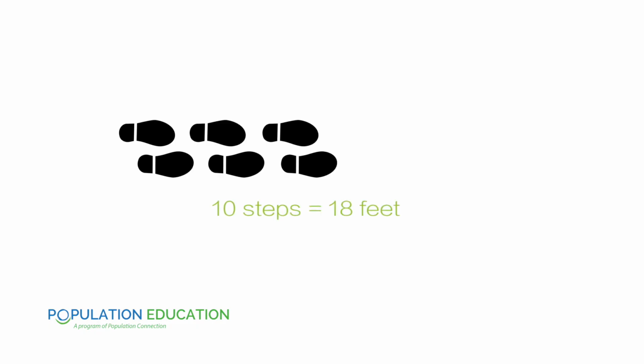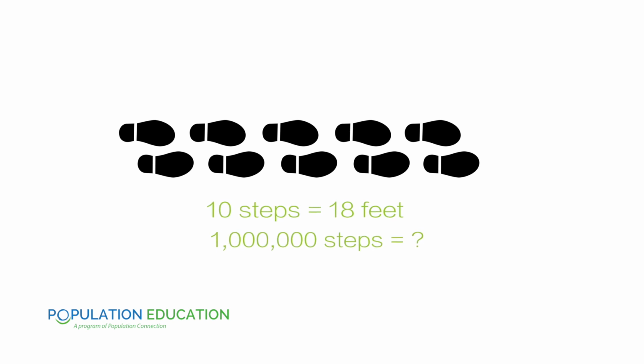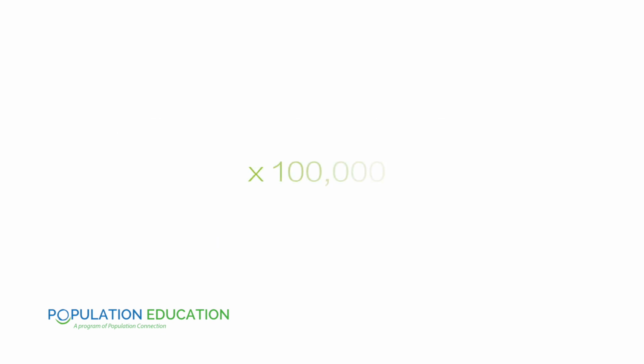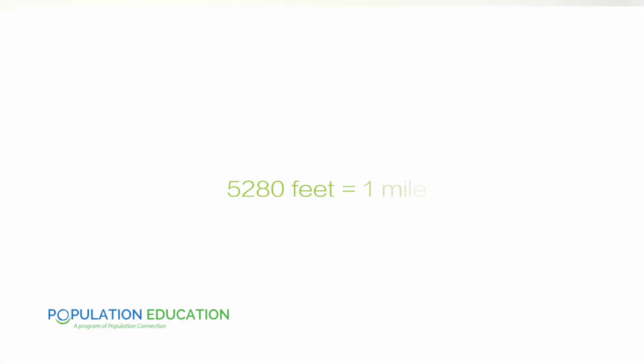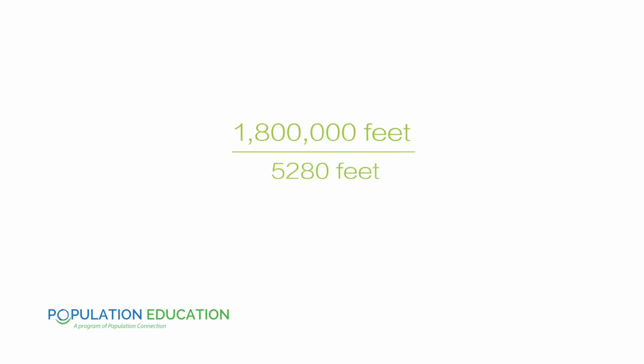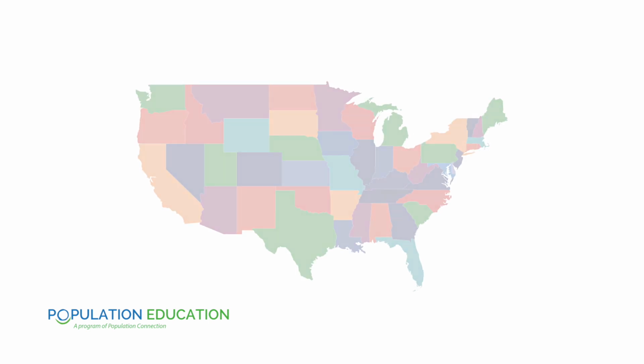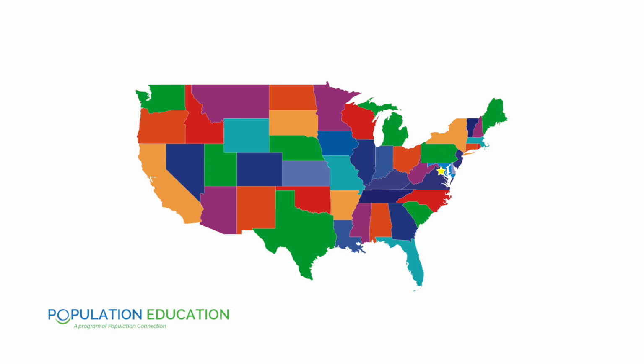So then they're asked, well, if 18 feet gets them 10 steps, how far is 1,000,000 steps? Well, that means they're going to have to multiply this out by 100,000. So 10 steps is 18 feet. They'll find that 1,000,000 steps is 1,800,000 feet. Then the worksheet tells them how many feet are in a mile, 5,280. So they divide that into 1,800,000 to find out that they would travel 341 miles. So going from DC, going southward, you'd wind up around Fayetteville, North Carolina.